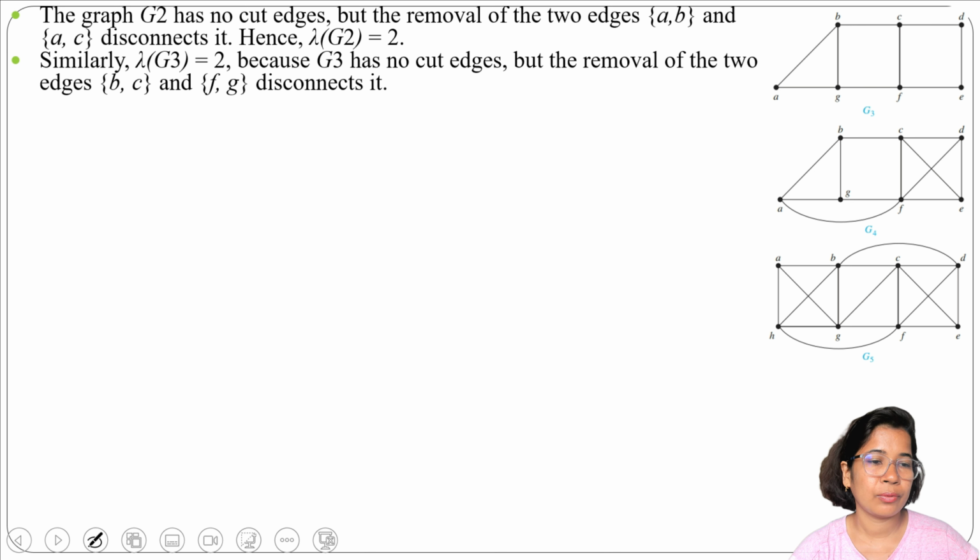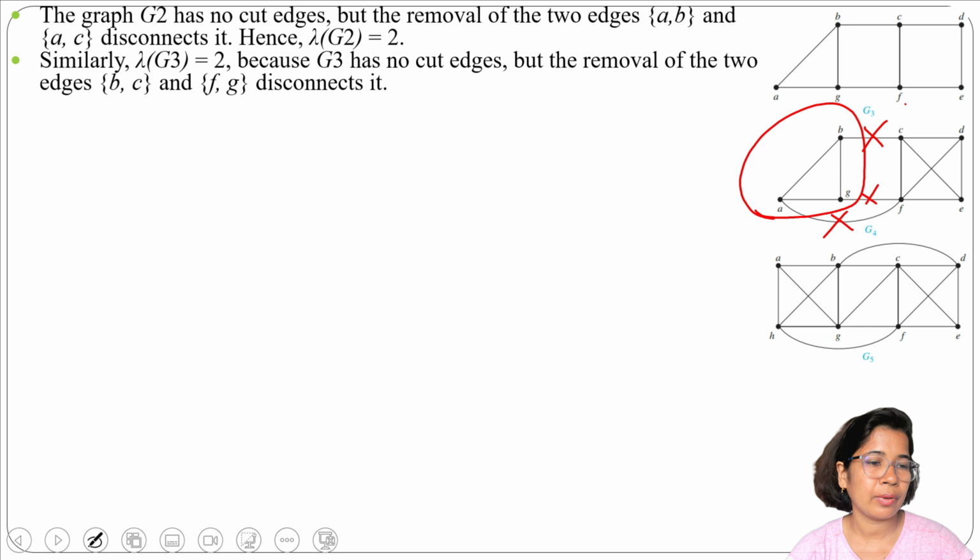Next graph G4. To make it disconnected, we need to remove 3 edges. You can remove AB, AG, AF. So A will be one part, the rest will be another part. Or you can remove AF, GF and BC. So AGB will be one connected component, whereas CDFE will be another connected component. So minimum 3 edges we need to remove to make this graph disconnected. That's why edge connectivity equals 3.